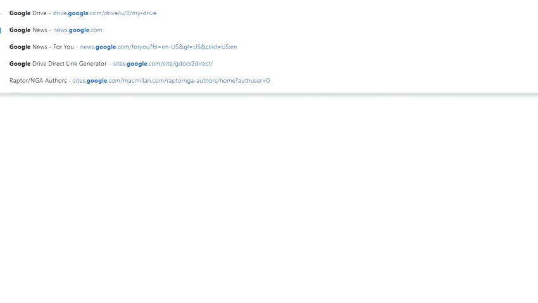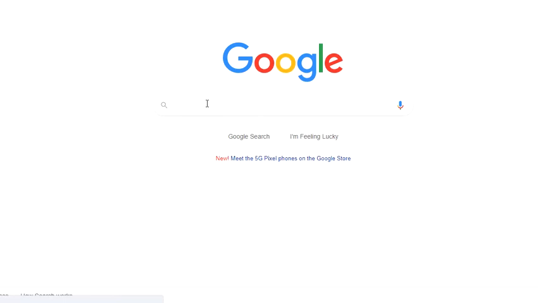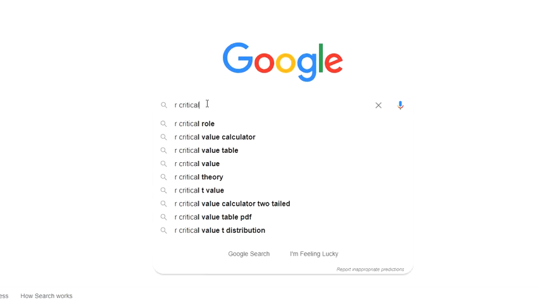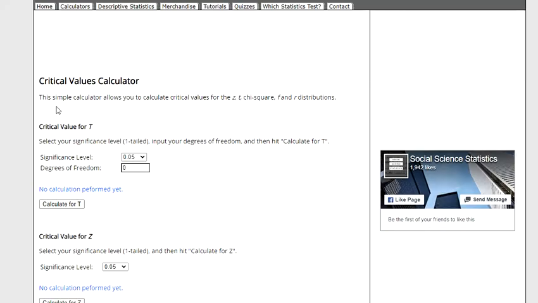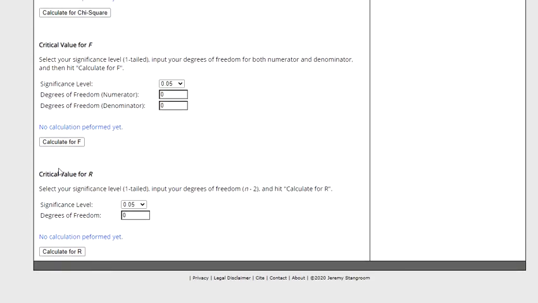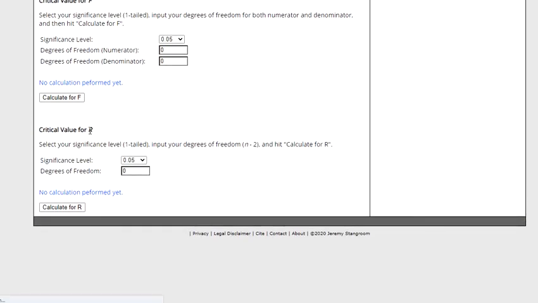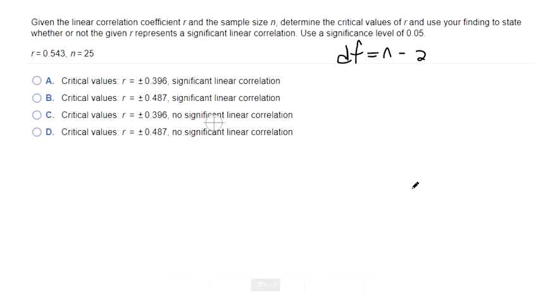There we go. So if I go to Google, r is the correlation coefficient, but I think if you type r critical value calculator, yeah, the first one that comes up here, watch out because it's actually showing you a bunch. You want to scroll down to r. Usually it's lowercase r.